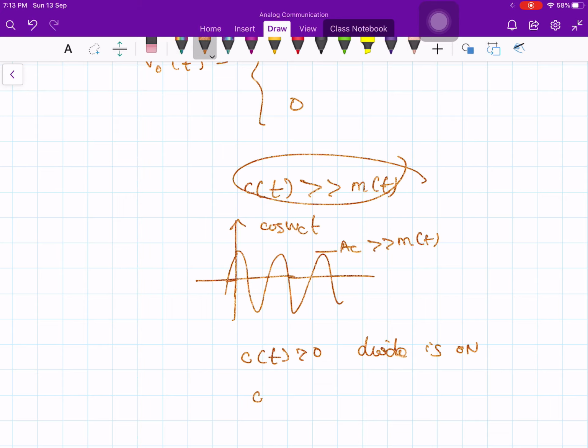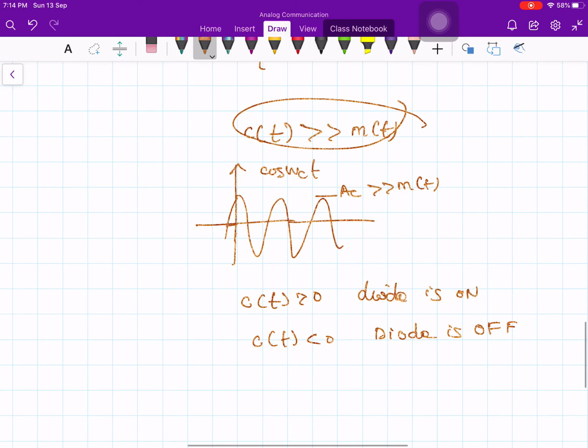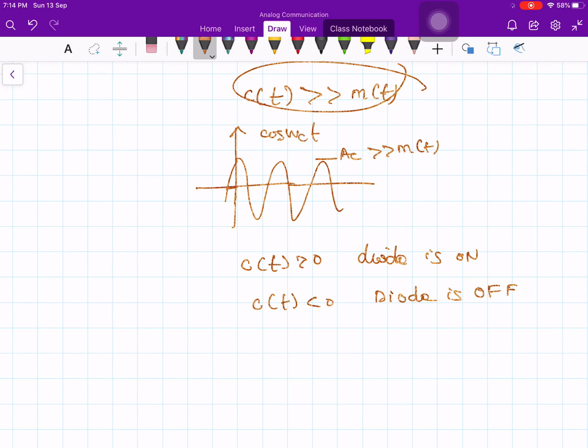If c(t) is less than 0, then the diode is off. So, that is what we are assuming here. Whenever the carrier is going through a positive half cycle, the diode will be forward biased. Greater than 0 means the carrier voltage is positive, and less than 0 means the carrier voltage is negative. So, when the carrier waveform is going through the negative half cycle, c(t) is less than 0, the diode will be reverse biased and the output voltage is 0.